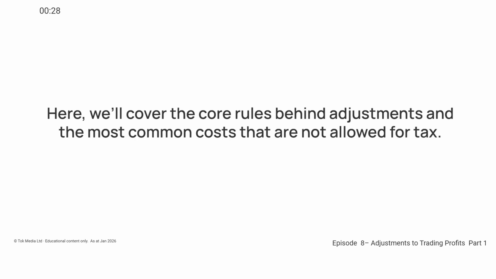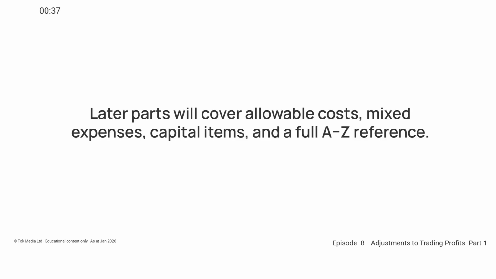This is part 1 of a short series. Here, we'll cover the core rules behind adjustments and the most common costs that are not allowed for tax. Later parts will cover allowable costs, mixed expenses, capital items, and a full A to Z reference.